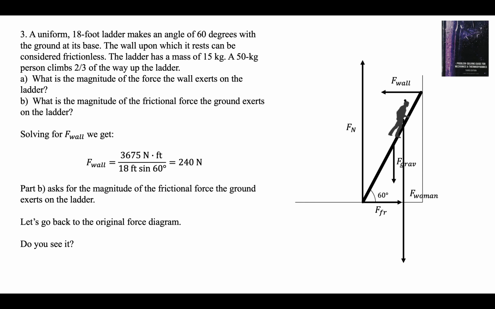Do you see it? There's only two forces in the horizontal direction, F wall and the frictional force. They have to balance. It's got to be 240 newtons. The ladder is not accelerating in the x direction, so the forces must balance in the x direction. That's problem 3.